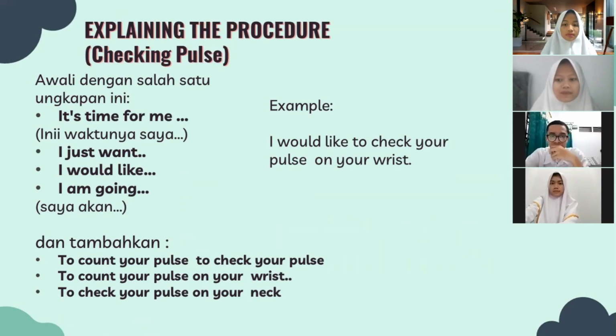Okay. After doing the blood pressure check procedure is to do the pulse checking procedure. Before we start checking the pulse, we can say one of these expressions. The first one is, It's time for me, I just want, I would like, I am going, and add to count your pulse, to check your pulse, to count your pulse on your wrist, to check your pulse on your neck. For example, I would like to check your pulse on your wrist.